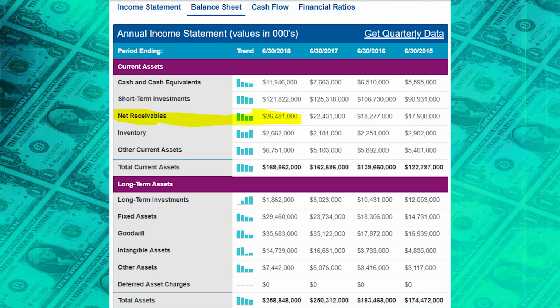Next, we have net receivables, and that's just payments that haven't been collected yet, but should be collected within a year and probably much sooner than that, so it's pretty liquid as well. And Microsoft had over 26 billion there, which is also very good.